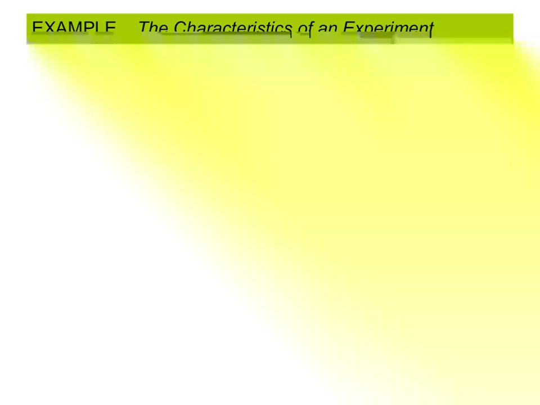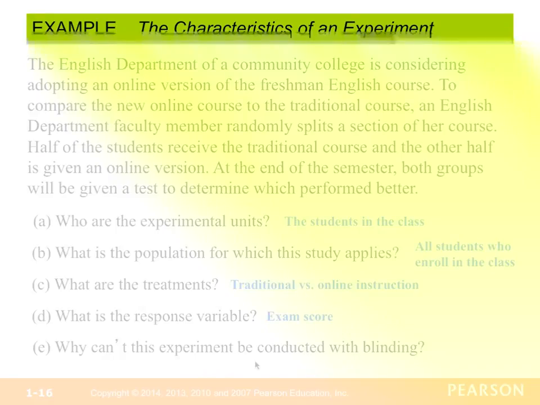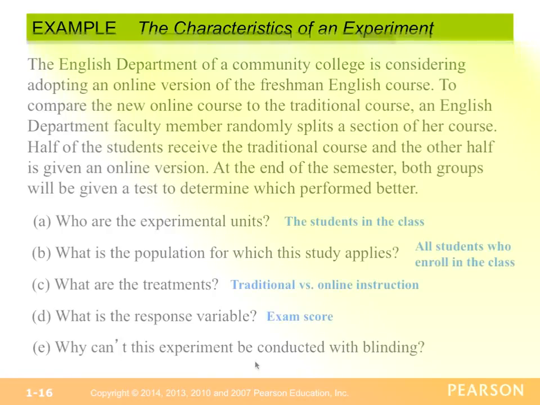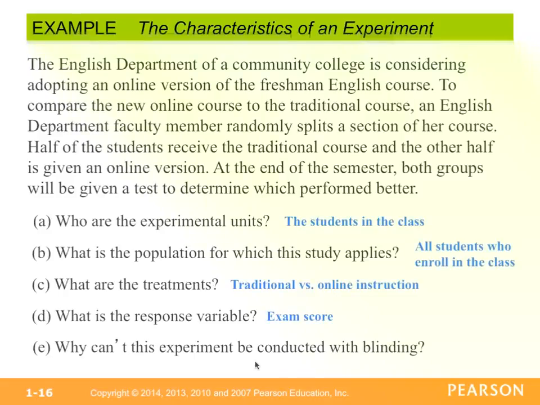So if we want to know who the experimental units are, that's going to be all of the students that are actually in the class. The population is going to be all students who enroll in this particular freshman English course. The treatments are either a traditional or an online instruction. Response variable is going to be the exam score.